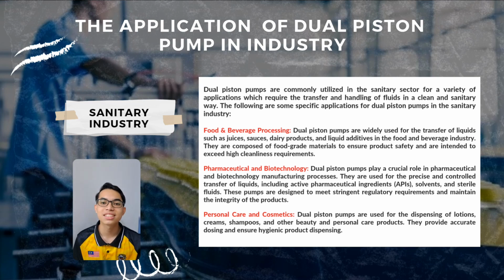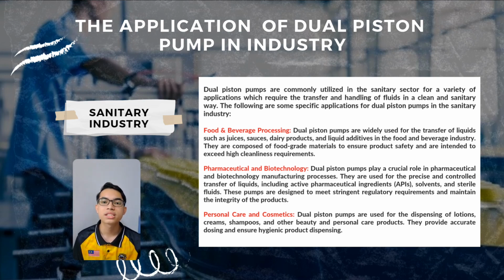First is sanitary industry. Dual piston pumps are commonly utilized in the sanitary sector for a variety of applications which require the transfer and handling of fluids in a clean and sanitary way. The following are some specific applications for dual piston pumps in the sanitary industry.